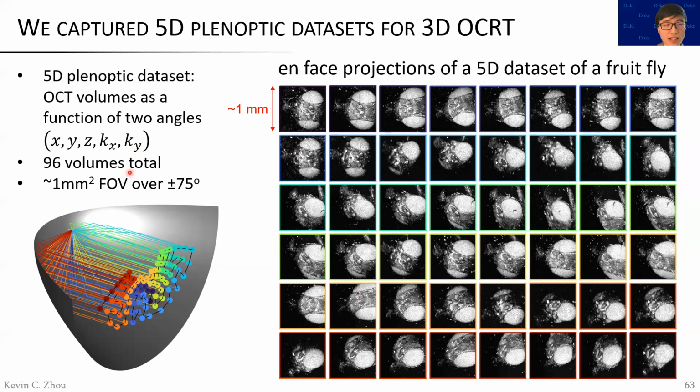We acquired a total of 96 volumes, and we were able to achieve 1 millimeter squared fields of view over up to plus or minus 75 degrees, which you can appreciate if you look at, for example, this panel here, and maybe this panel here, which have nearly perpendicular views to this panel over here. And these are color coded based on the angle of incidence, by the way, that I've shown in this plot over here.